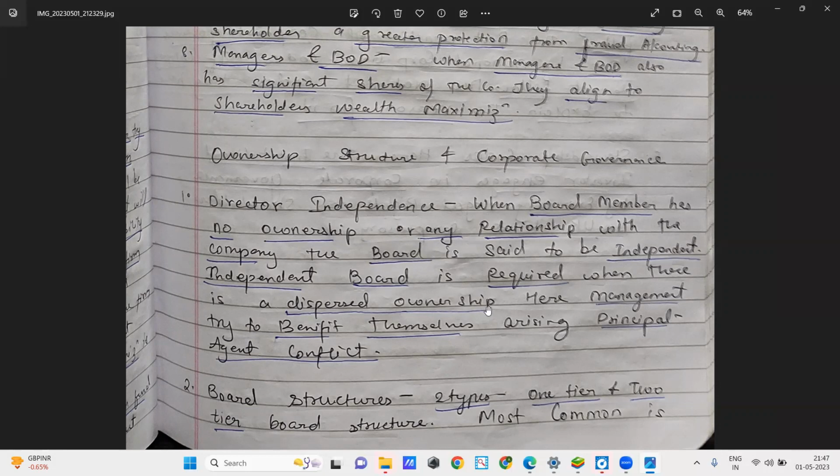An independent board is required when there is dispersed ownership, where management tries to benefit themselves. When there is no concentrated ownership, the manager will try to maximize their own interest rather than the shareholders'. It gives rise to the principal-agent concept. The principal is the shareholders, and the agent is the managers who are trying to benefit themselves.